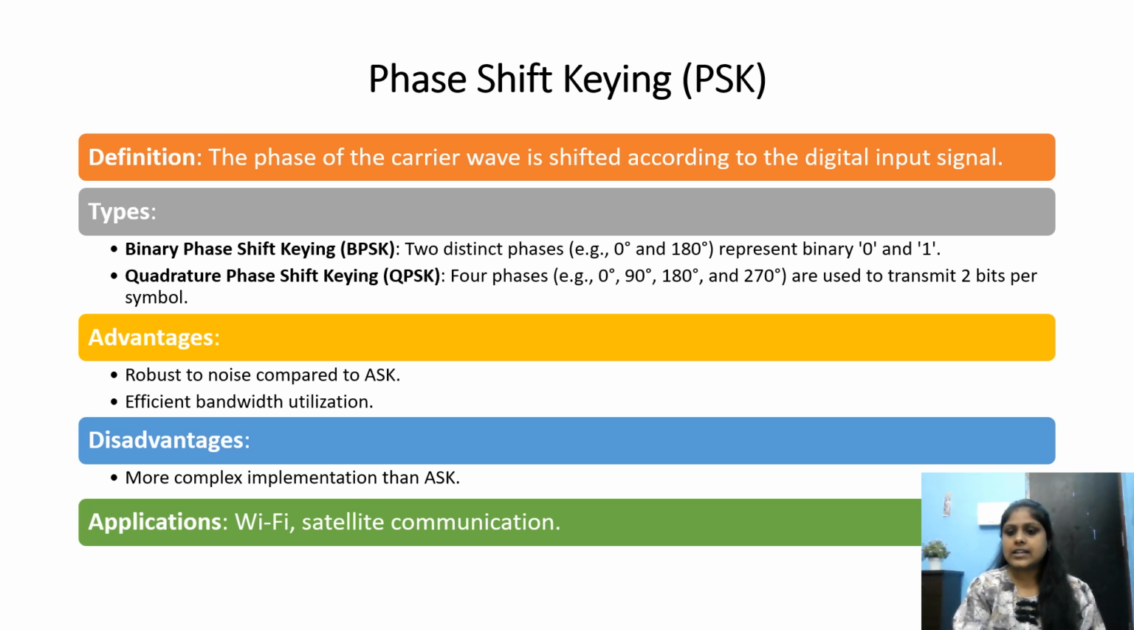Two distinct phases, for example 0 degree or 180 degree, represent binary 0 and 1. And QPSK, that is quadrature phase shift keying, where four phases are there: 0 degree, 90 degree, 180 degree and 270 degree, so that they are used to transmit 2 bits per symbol.